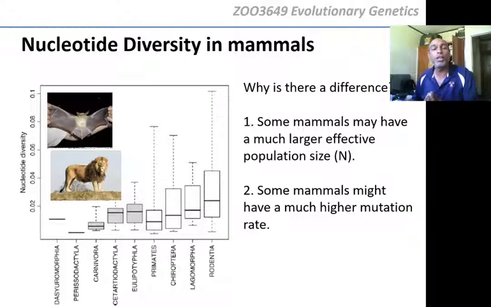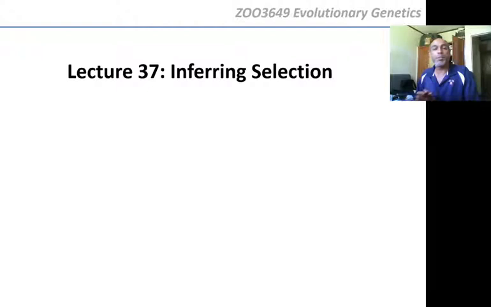Okay, and that leads me to lecture 37, and that is going to be a lecture on how we infer selection. How do we say whether Darwin's theory is working on this piece of DNA or not? Okay, and that will be in our next lecture.